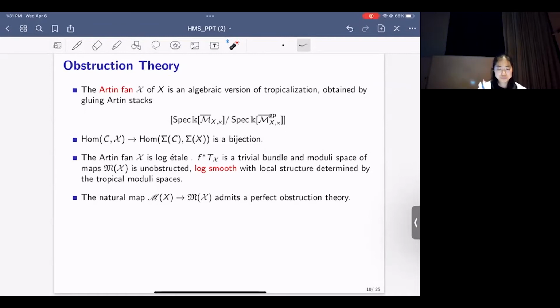And if we look at all the curves to it, it is unobstructed over a point, and it is log smooth with log structure determined by the tropical moduli space. And we have a perfect obstruction theory of the moduli space over this moduli space of maps to the Artin fan.